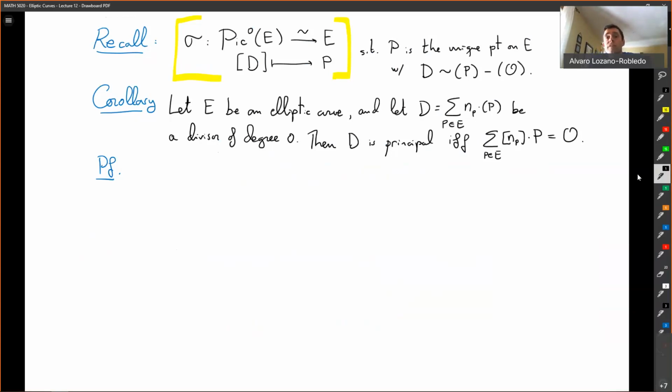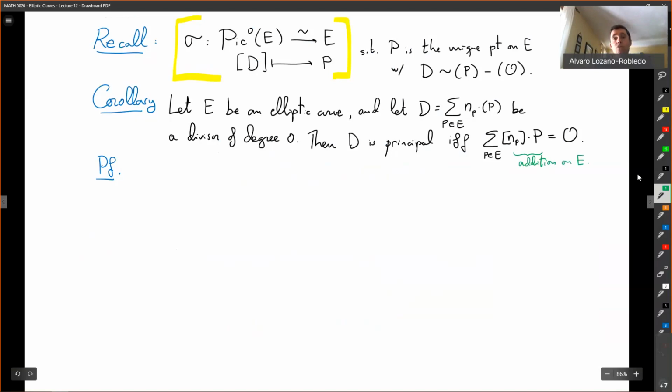So you can ask yourself, if I have a divisor of degree 0, when is it a principal divisor? And the answer is that for elliptic curves, it is principal if and only if the sum of the points, and this is the addition on the elliptic curve, this is addition on E.